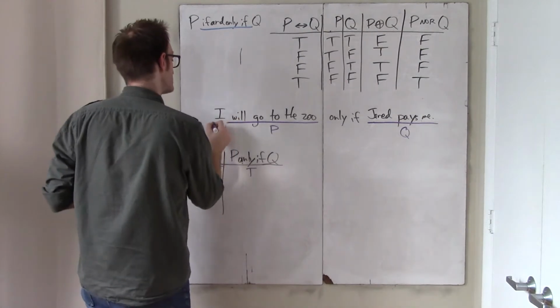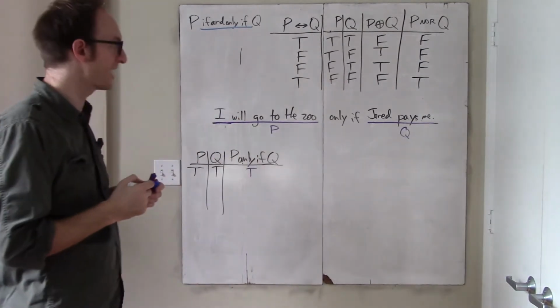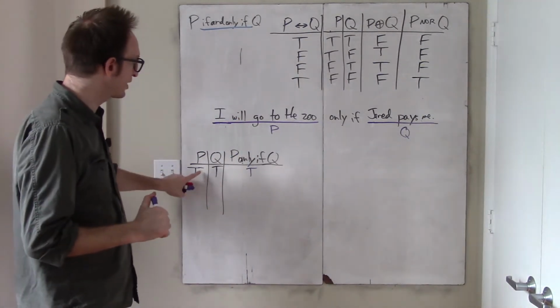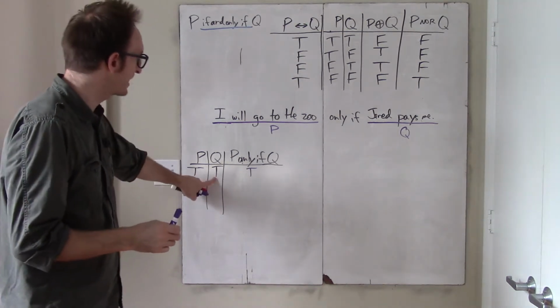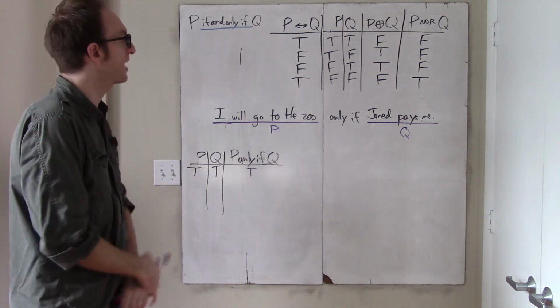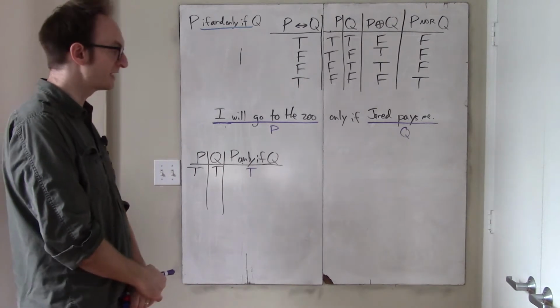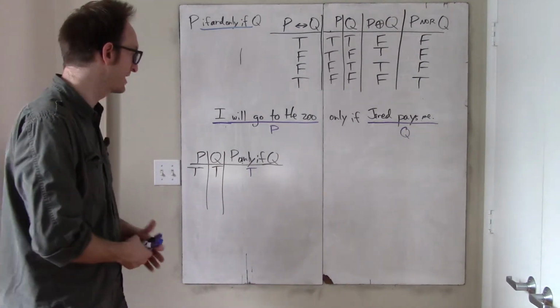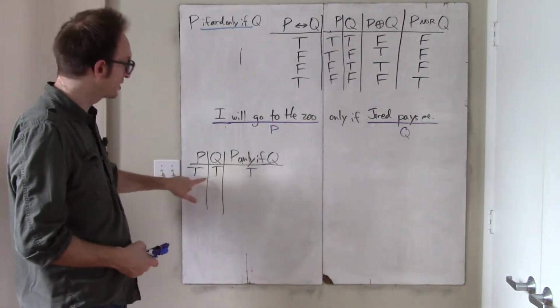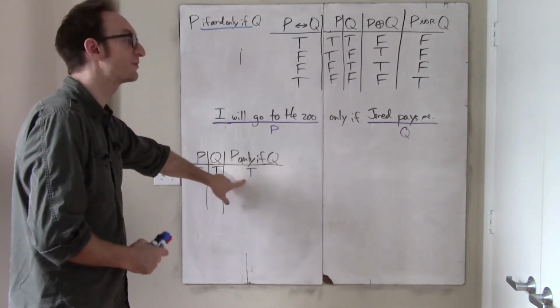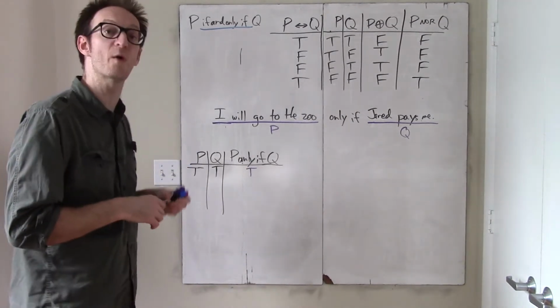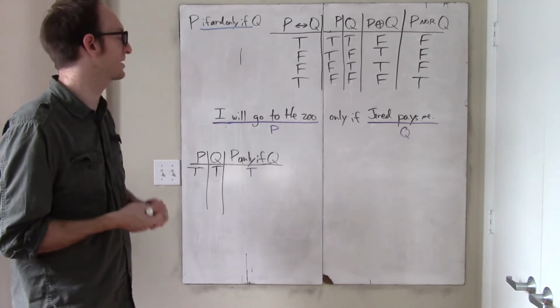So someone utters this sentence: I will go to the zoo only if Jared pays me. Okay, and now what if you go to the zoo and Jared does pay you? Then it seems you've kept your promise. Or rather, you should perhaps think of it as going in the other order: Jared pays you, and you go to the zoo, and so it seems like you've kept your promise. We're going back to the promise way of thinking about conditionals.